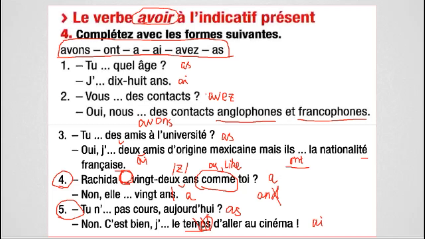Very good. J'ai le temps d'aller au cinéma. Very good. So what does it mean? It's good, not I'm okay. This time, I can go to the cinema. No. What does it mean? I have time to go to the cinema. Very good. This will be the translation.